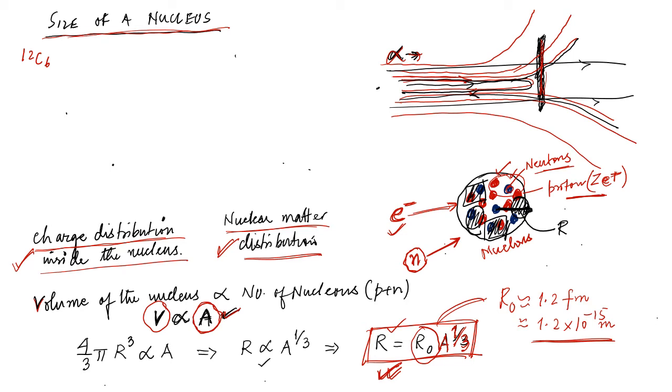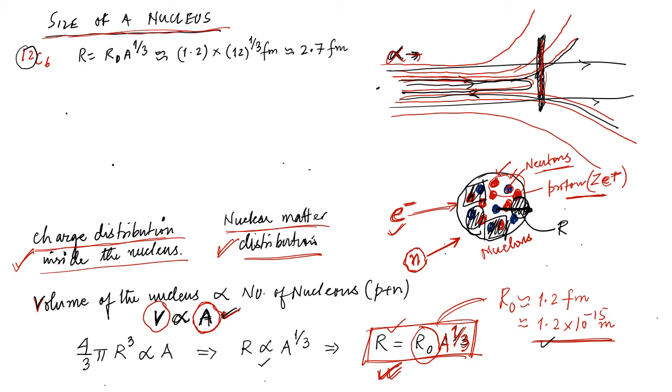We know that R equals R naught A to the power 1/3. If you put the value of R naught as 1.2, and A is 12 in this case, so this is 12 to the power 1/3. If you calculate it, this will be in Fermi, and it comes out to be 2.7 Fermi.